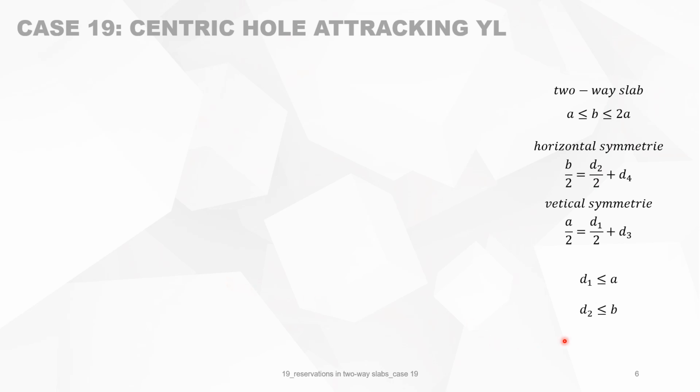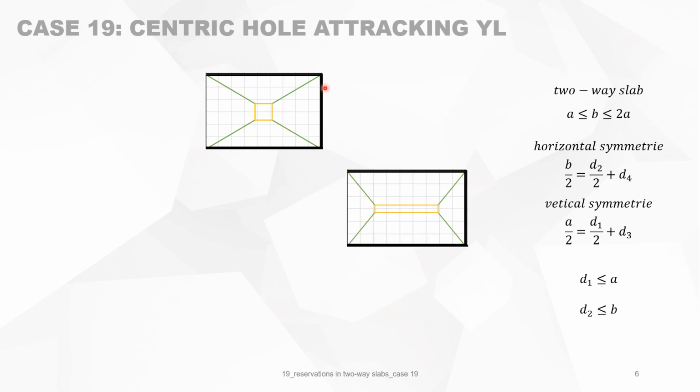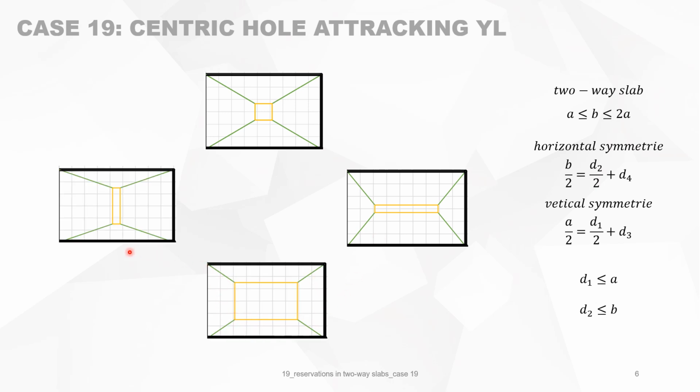With the set conditions, we can now visualize how those reservations look. The black line here is the fixed end and the other is the simply supported. This is the centric hole with attracting yield lines. It can be a horizontal reservation, it can be square like this and large, or it can be vertical.